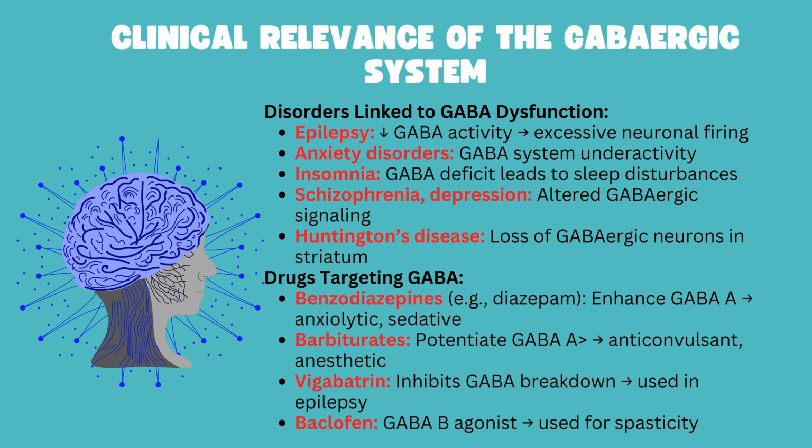Vigabatrin. Inhibits the enzyme that breaks down GABA, increasing its availability, used in severe epileptic disorders. Baclofen. A GABA B agonist, especially useful in treating spasticity from multiple sclerosis or spinal injuries.